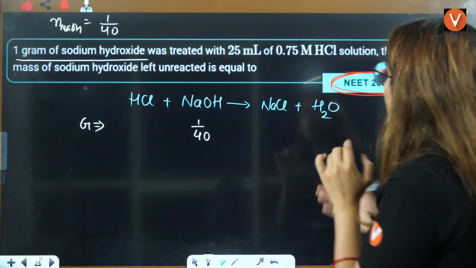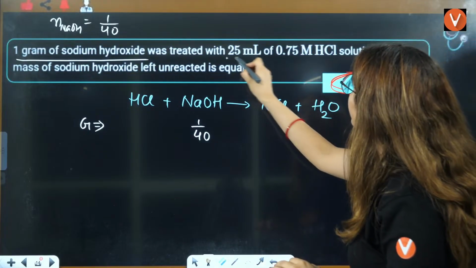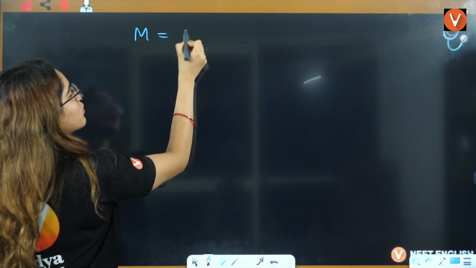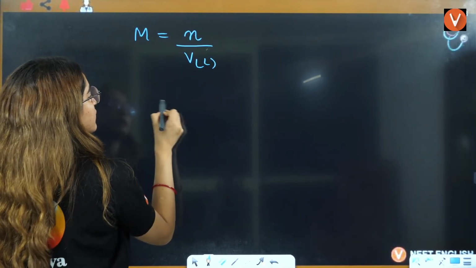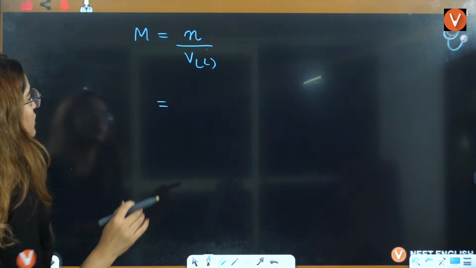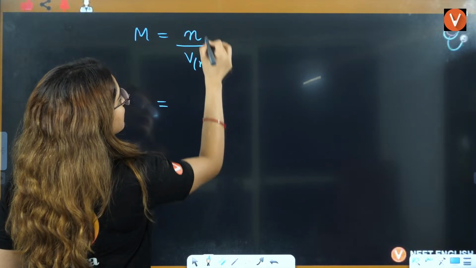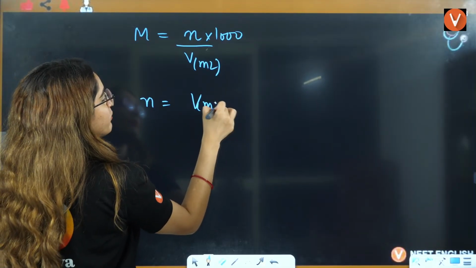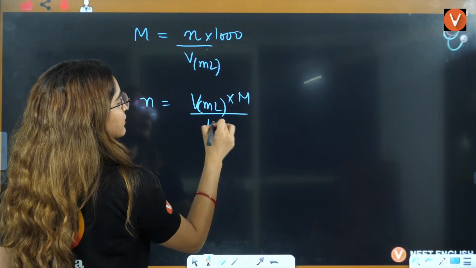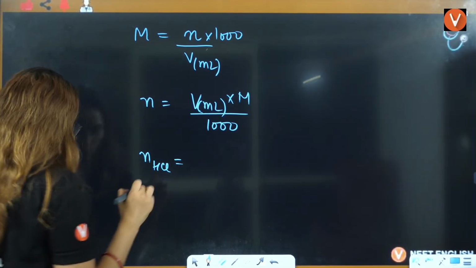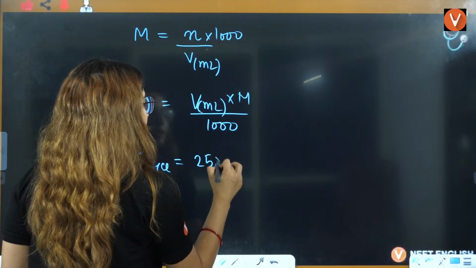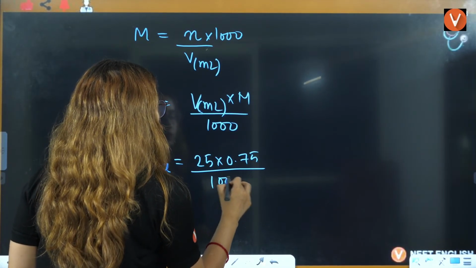What about number of moles of HCl, treated with 25 milliliter of 0.75? So molarity is given here. Again, you have to calculate number of moles. So guys, we know that molarity is equal to number of moles divided by volume in liter, right? Here the volume is given in milliliters, so that's why this will be multiplied by 1000 here, right? So number of moles is equal to volume in milliliter multiplied by molarity divided by 1000. So number of moles of HCl is going to be, volume in milliliter is 25, molarity is 0.75. So 25 multiplied by 0.75 divided by 1000, right?